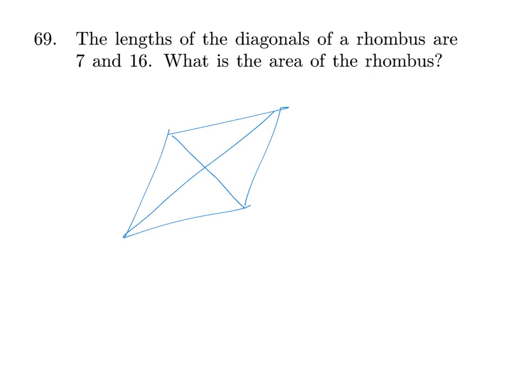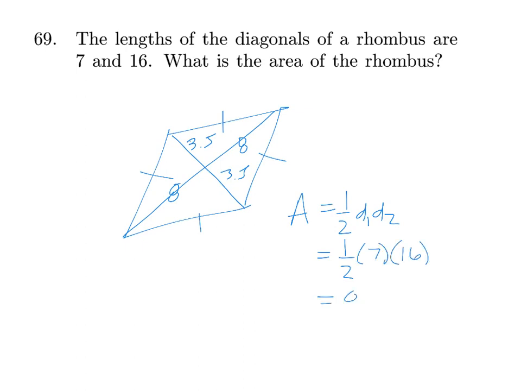All right, diagonals, so this would be 3.5, and that would be 3.5, and that would be 8, and that would be 8. What is the area of the rhombus? Area is equal to half of d1 times d2. Half of d1, which is 7, and d2, which is 16. So I have 8 times 7 equals 56. In this case, it's going to be units squared.